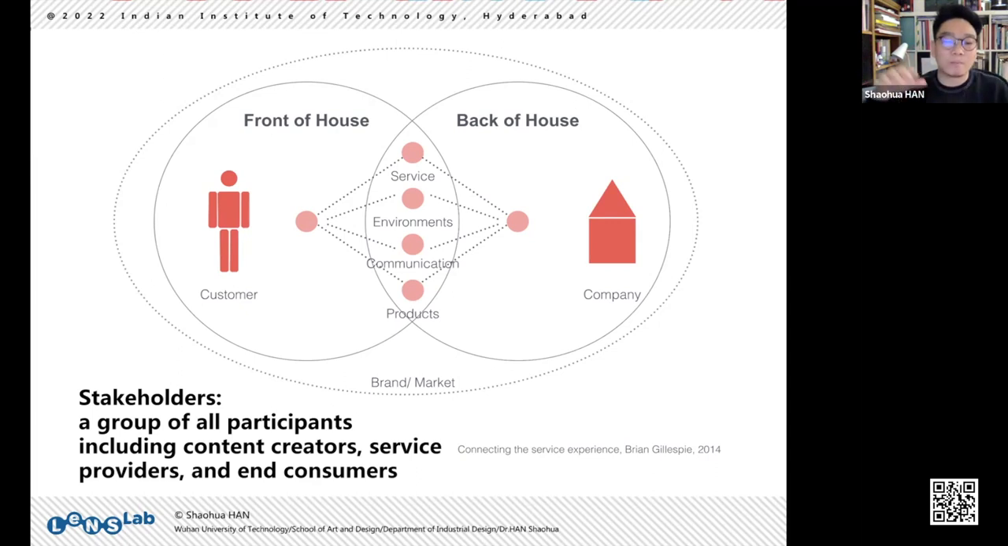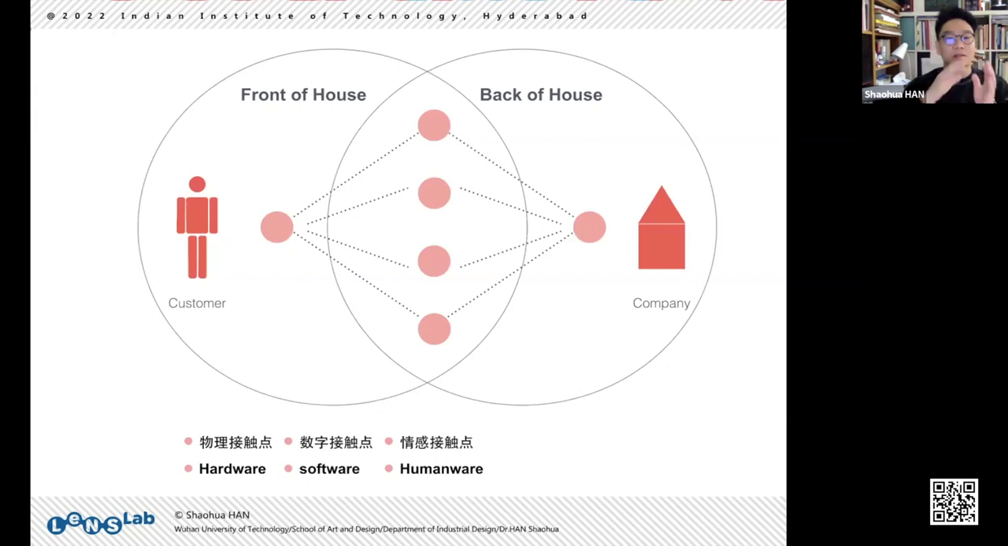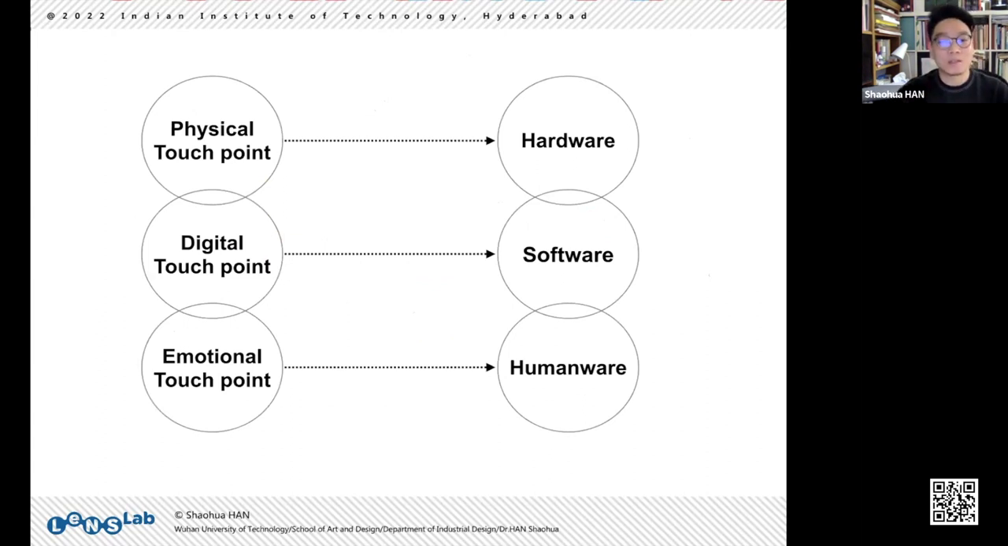The stakeholders involve more and more people, maybe a group of all participants, including content creators, service providers, and the customers. All this communication, we can separate into three kinds of touch points: the hardware, the software, the humanware, right? I think that's normal for you, the IT students, to know this. You must already know this. We are also told these are the physical touch point, the digital touch point, and the emotional touch point.